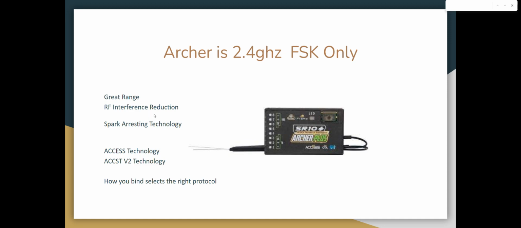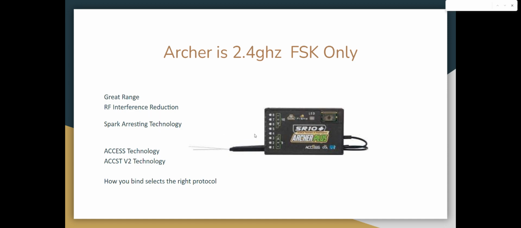Archer Plus was an improvement over Archer because it had better RF interference reduction and it had spark arresting technology. Back in the day, we had something called the Archer Pro line of receivers. So the SR10 Pro was a receiver that had spark arresting technology in it. Now all our receivers have spark arresting technology, including the Tandem line of receivers as well.